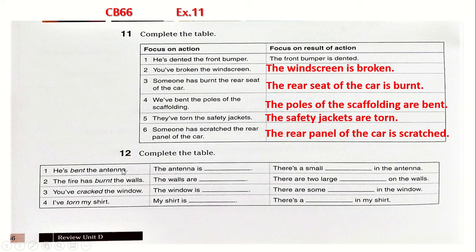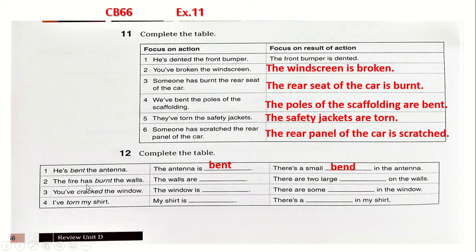He's bent the antenna. It's similar to this one. So the antenna is, we have is, so we need the past participle is bent. Okay. There is a small in the antenna. There is, لما نلاقي there is يوجد, so we need here the noun. The noun from this word bent is bend. انحناء أو شيء معوج يعني عوجة في الانتنة الاريال.